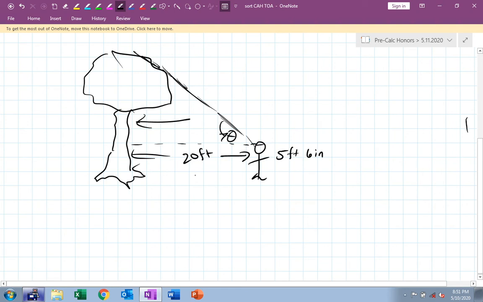over 20. And it's kind of cool. So that'd be like the height of the tree over 20. And then what I would do with whatever x is, so I'd get x to be 20 tangent of whatever the angle is, I would end up adding my height to it. So plus my 5 feet, 6 inches. And then I could figure out how tall the tree, approximately how tall the tree is.